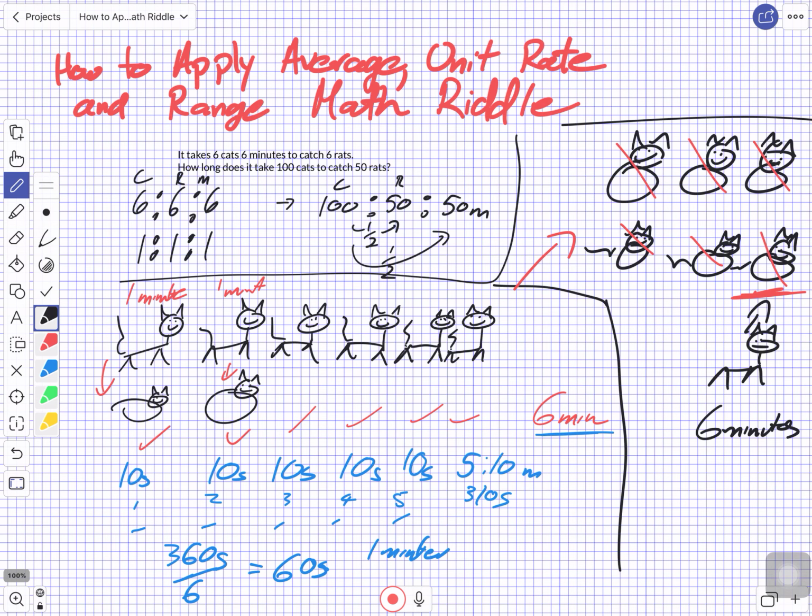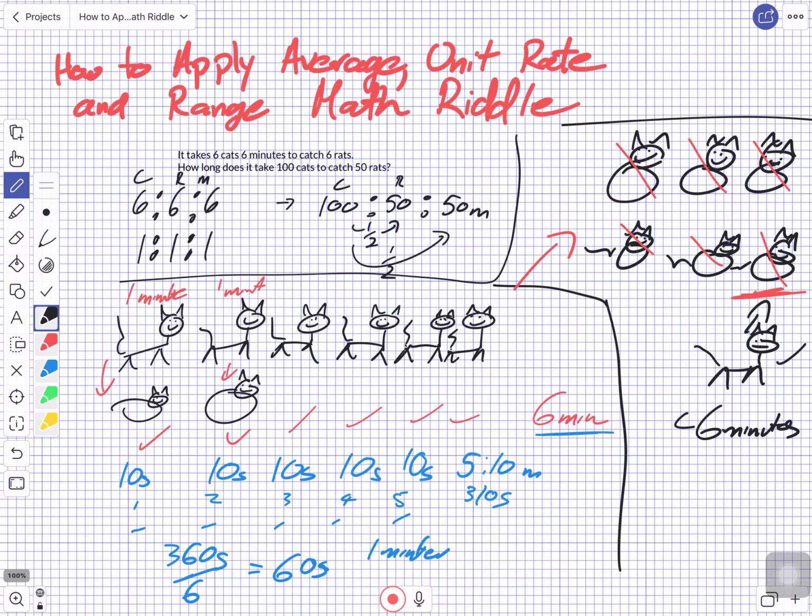Okay? And if it took that one cat 6 minutes, and that's like the weakest link, let's say, of all the cats, and the rest of them were less than 6 minutes, it still took this cat 6 minutes. So they are the timekeeper for this entire thing. In fact, it could have taken all the cats 6 minutes to catch them.